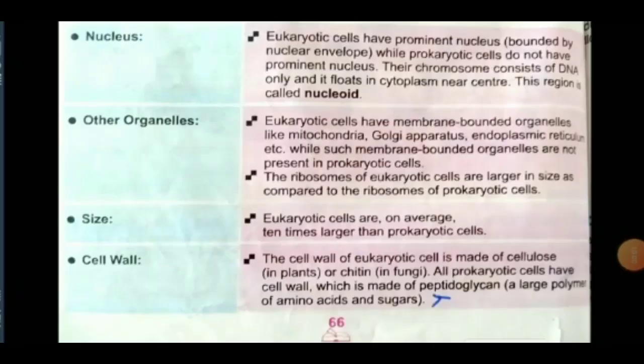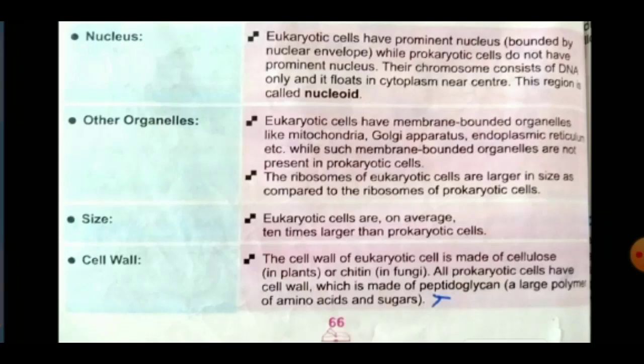Now students, we are going to discuss about the differences between the prokaryotic and eukaryotic cell on page number 66. Eukaryotic cell have prominent nucleus, whereas prokaryotic cell do not have any prominent nucleus. In eukaryotic cell, many membrane-bounded organelles such as mitochondria, Golgi apparatus, endoplasmic reticulum, etc., are present, while such organelles are absent in prokaryotic cell.